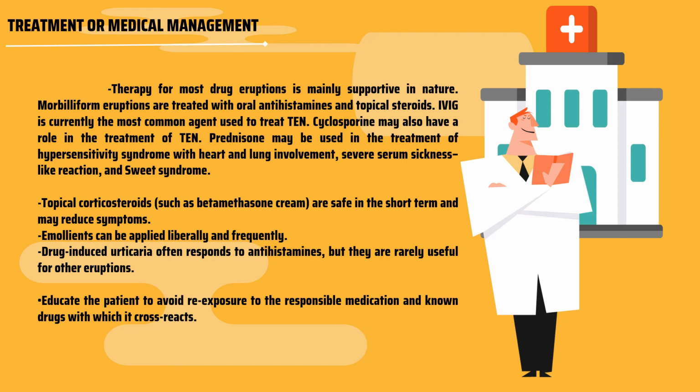The therapy for most drug eruptions is mainly supportive in nature. Morbilliform eruptions are treated with oral antihistamines and topical steroids. IVIG is currently the most common agent used to treat TEN. Cyclosporine may also have a role in treatment of TEN. Prednisone may be used in the treatment of hypersensitivity syndrome with heart and lung involvement, and severe serum sickness-like reactions.